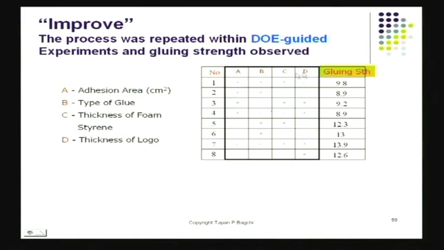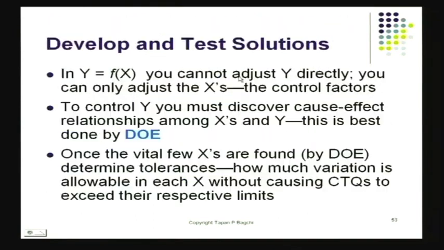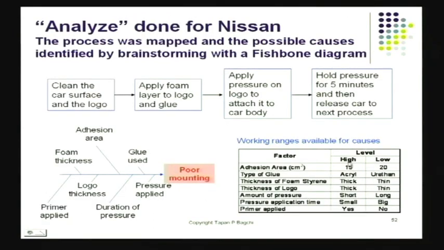Remember now, each of these factors, we just chose 4 of them for illustration, had a working range. Let's go back and take a look at them. Here are the working ranges. There is a high level, I may call it plus, and a low level, I may call it minus. For area, I have 15 at high, plus, and 20 as low. Acrylic versus urethane could also be plus and minus. Thickness of the logo: thick is plus, thin is minus, and so on.